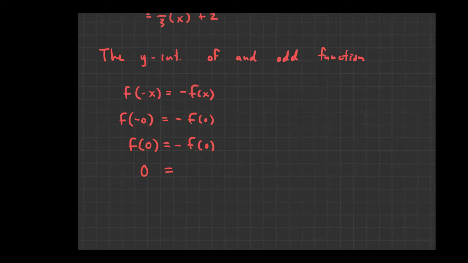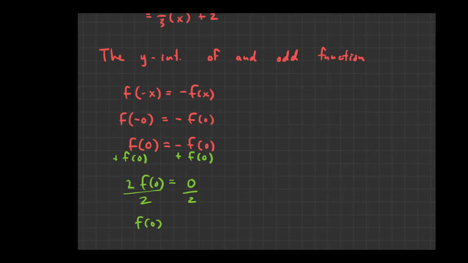Another way of saying that is, maybe I'll add f of 0 on both sides. That means I would have 2 times f of 0 is equal to 0. Then you could divide both sides by 2, and you'd have that f of 0 is equal to 0. So it doesn't matter what your function is, if it is odd, it must cross the y-axis at 0.